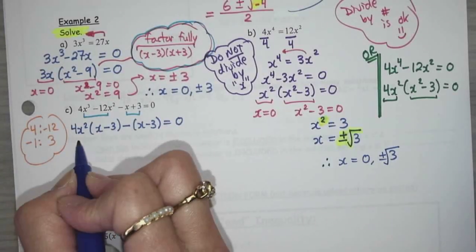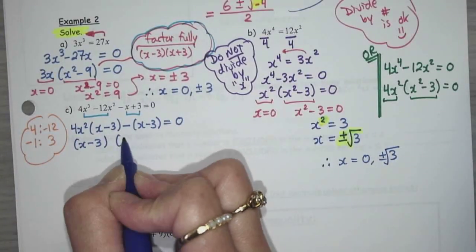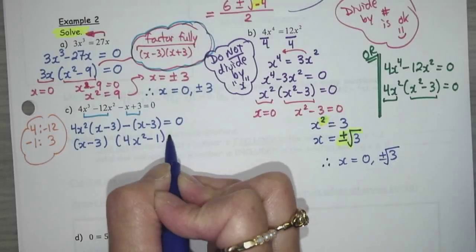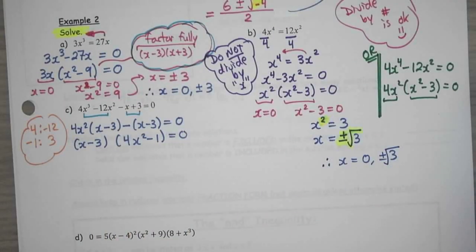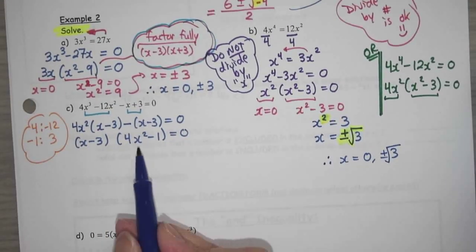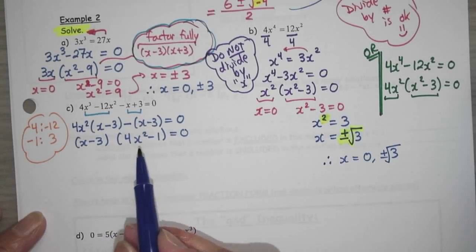Okay, so then we're going to take the x minus 3, and we get 4x squared minus 1. I wanted to remind you of that from grade 10. Also, I wanted to practice this one more time. Again, we're not going to auto-correct stuff, so we're going to be careful.